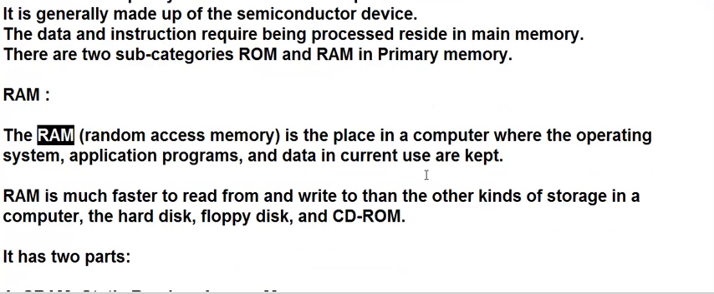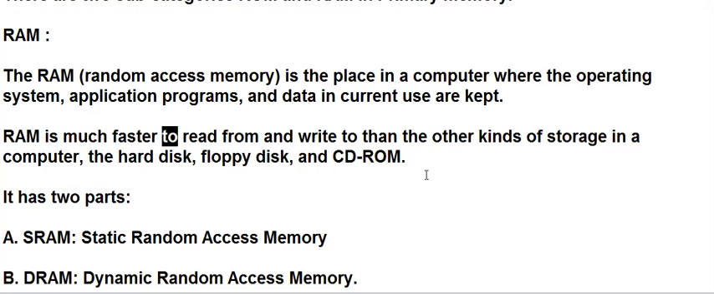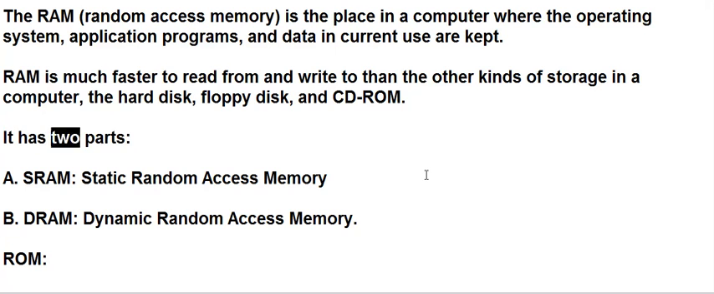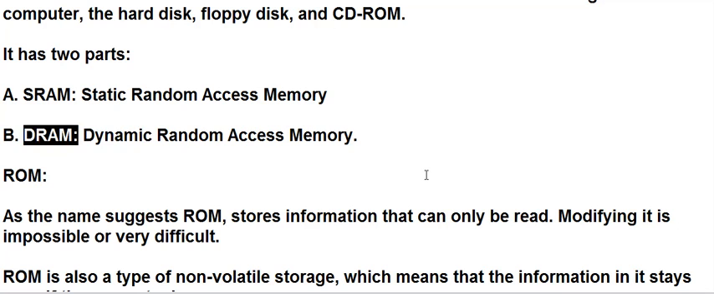RAM. The RAM, random access memory, is the place in a computer where the operating system, application programs, and data in current use are kept. RAM is much faster to read from and write to than the other kinds of storage in a computer, the hard disk, floppy disk, and CD-ROM. It has two parts. SRAM, static random access memory. DRAM, dynamic random access memory.